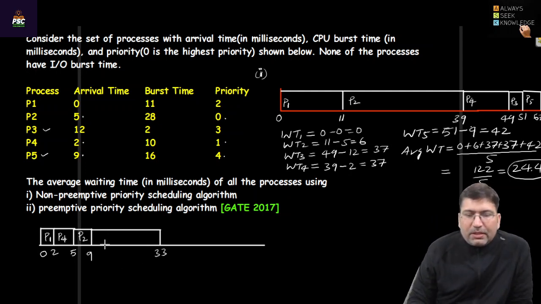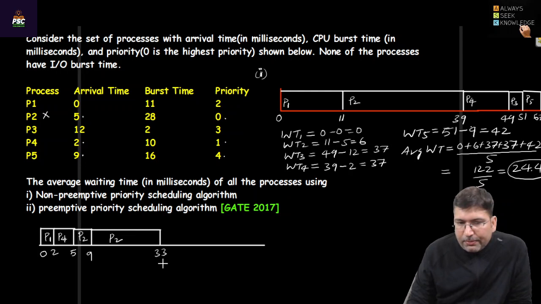So till 33 only P2 was executing, and now P2 is over. There is no P2 left. Now let's check what happens after 33. By this point in time, all the processes are in the ready queue.